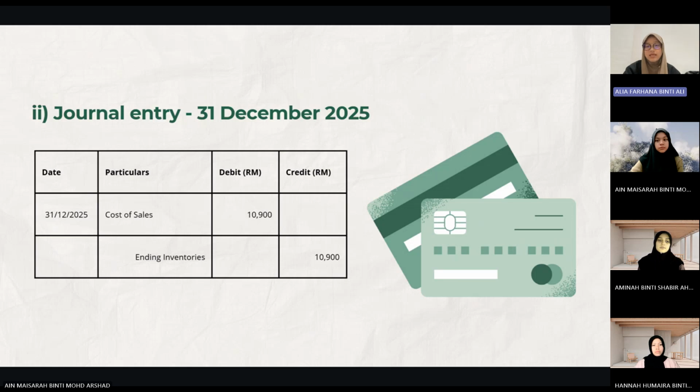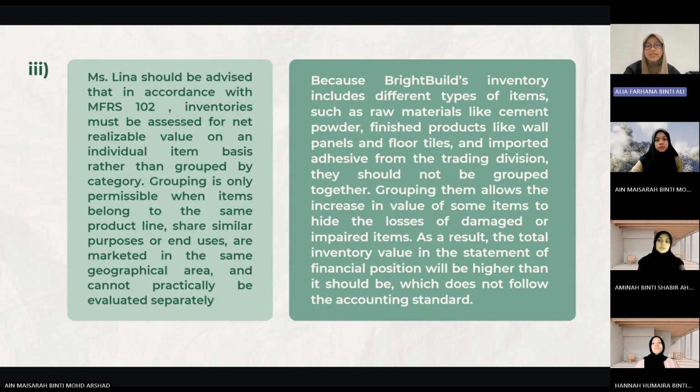Cost of sales is debited to increase the expenses while ending inventory is credited to reduce the assets. Ms. Lina should be advised that in accordance with MFRS 102, inventories must be assessed for net realizable value on an individual item basis rather than grouped by category.